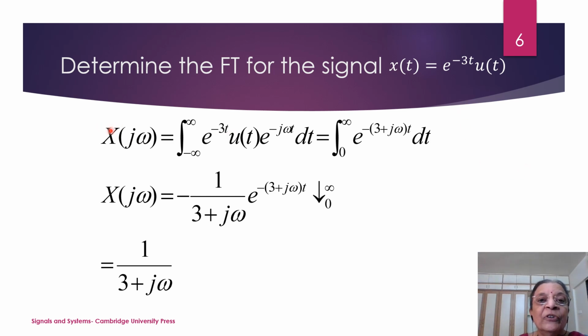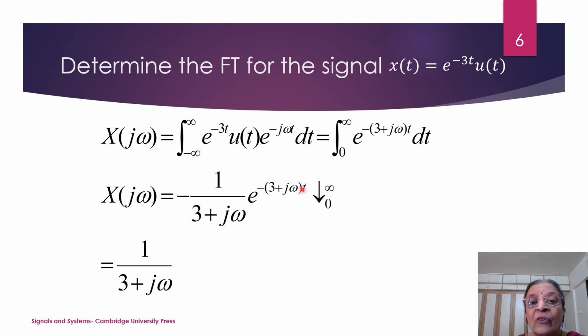So how to find the Fourier transform? X of j omega is the integration from minus infinity to infinity of e raised to minus 3t u(t) e raised to minus j omega t dt. Now this u(t) exists from 0 to infinity, so the limits change from 0 to infinity. We combine the e raised to terms, so e raised to minus (3 plus j omega)t dt. When I integrate this, I will have minus 1 upon (3 plus j omega) e raised to minus (3 plus j omega)t, with the limits from 0 to infinity.